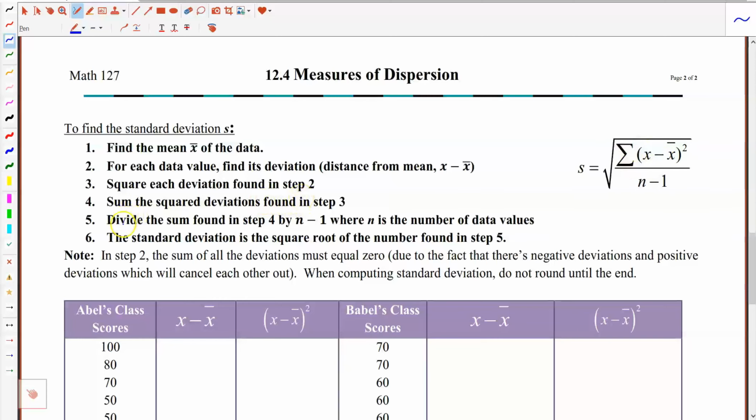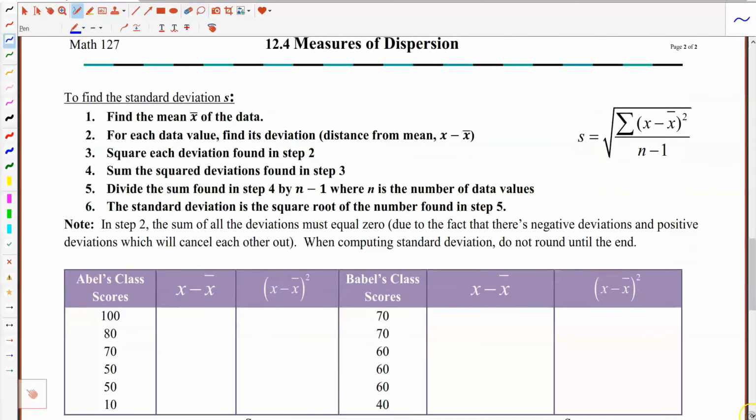Then for the next step, you're going to divide that sum by n minus 1, where n is the number of data values in the data set. And then finally, you're going to take the square root of the resulting number. Now, a couple of notes before we get started in this example is that in step 2, once you find all these deviations, if you were just to sum them right there, they would sum to 0. So that's maybe a good thing to check as you're doing this, just to make sure that you have found all of those differences correctly before you start squaring all of them and running through these last steps.